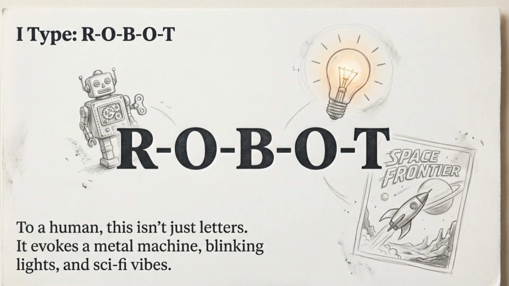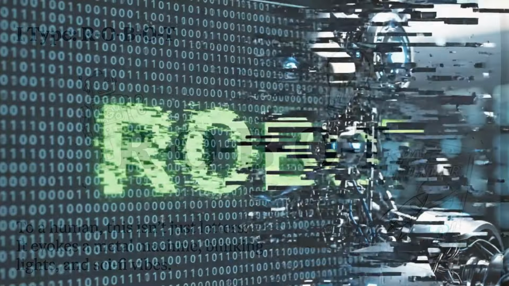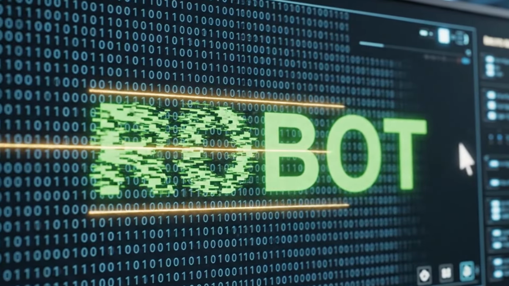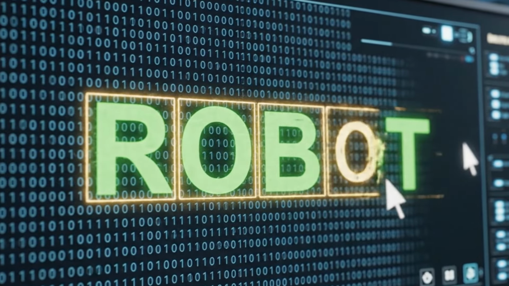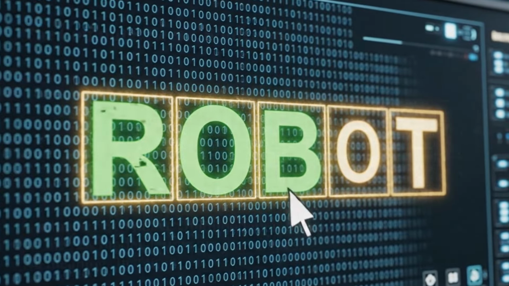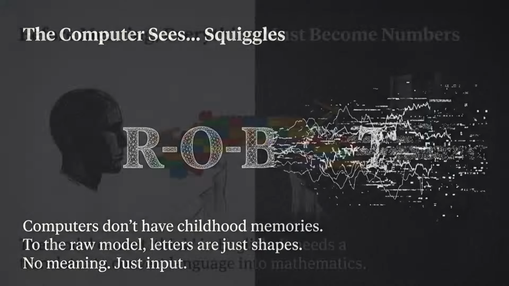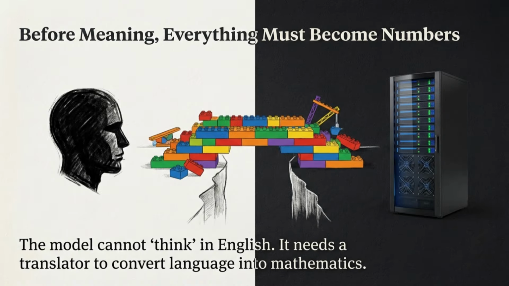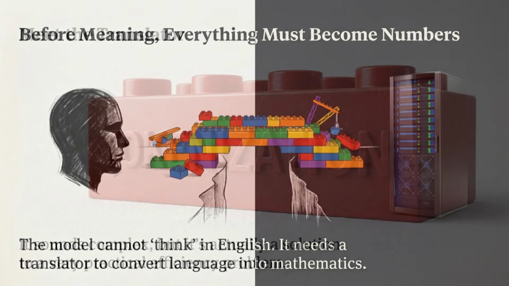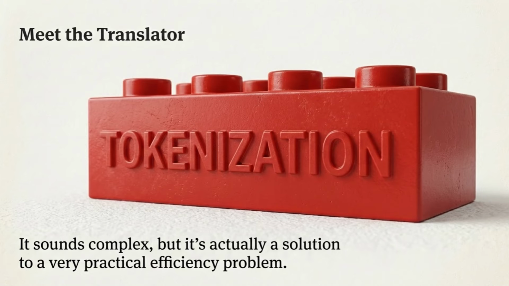I type "robot." To me, that means a metal machine, blinking lights. But the computer doesn't speak English, right? It speaks binary. Correct. To the raw model, your letters are just meaningless squiggles. It has no concept of R or O or what a poem is. So it needs a translator. It needs a translator. Before the model does any thinking or processing, we have to do something called tokenization.